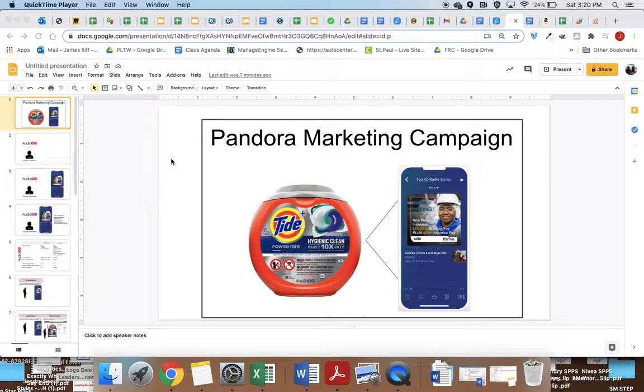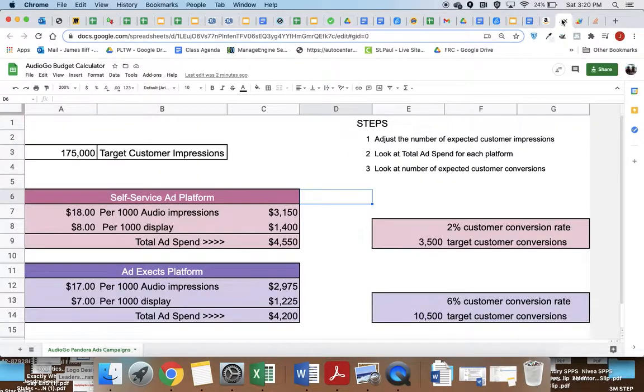In this tutorial, we're going to learn how to set up your ad spend calculations and then make a proposal to Tide about how much your ad spend is going to cost. And we're going to do that using a tool right here. This tool is called the AudioGo Budget Calculator.